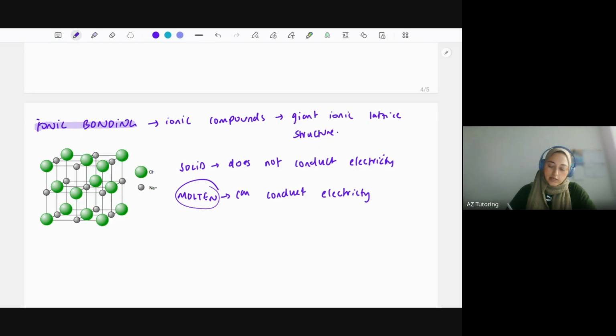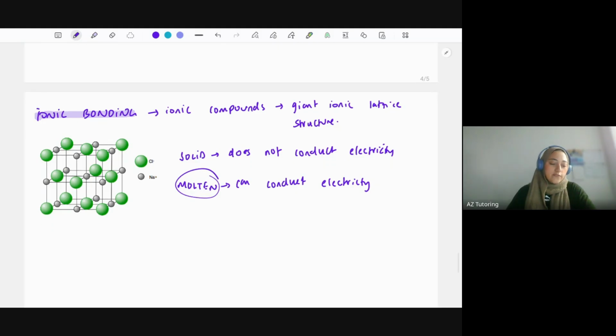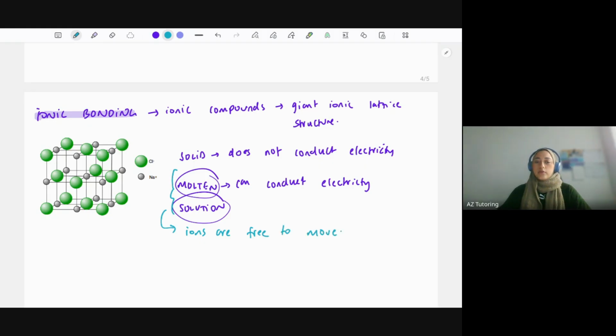We can say that these ionic compounds also have very high melting and boiling points. And another way they can conduct electricity is if they're in solution as well. So molten or in solution, because then the ions are free to move. So that's the reason why it can conduct electricity: ions are free to move. Okay, and then one really important fact to know about.